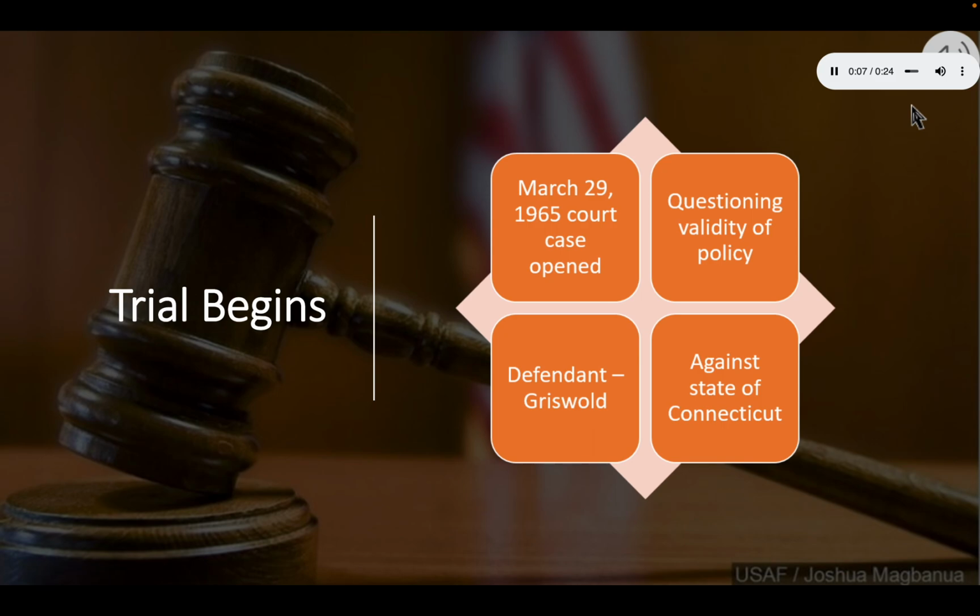So on March 29, 1965, nearly a century after the law was formed, a court case opened up against it. It was questioning the validity of the policy itself. Defendant Griswold stood up against the state of Connecticut for this reason, and the trial began.